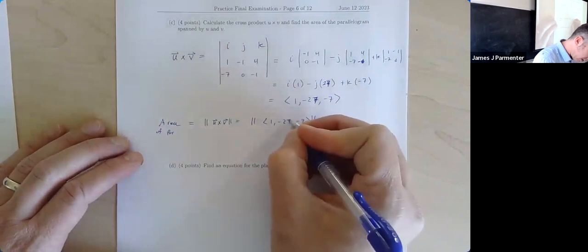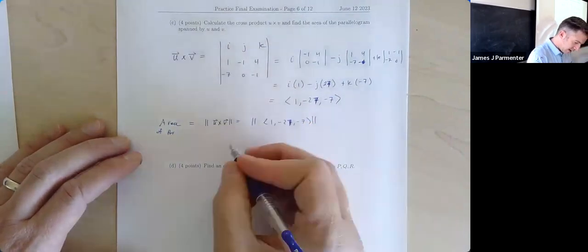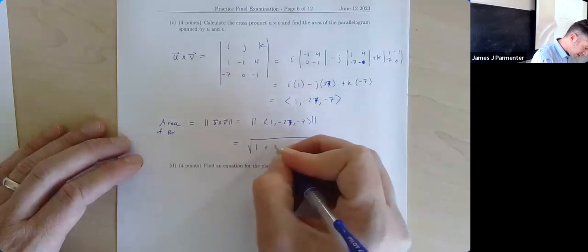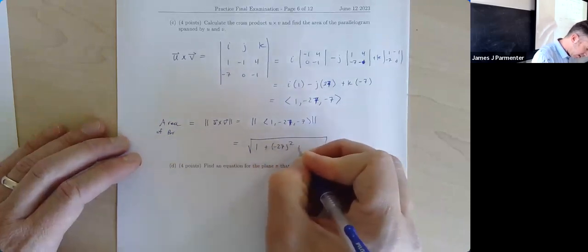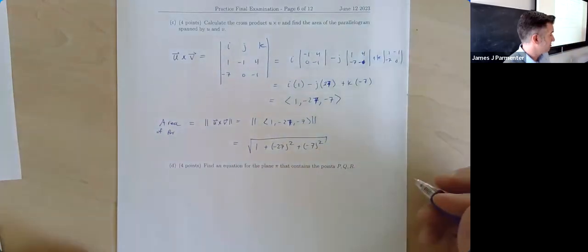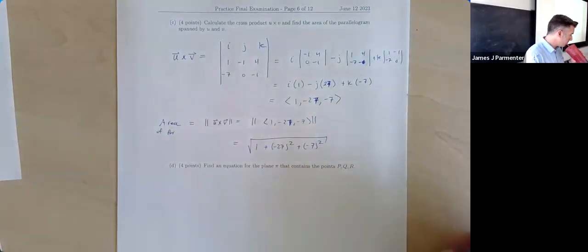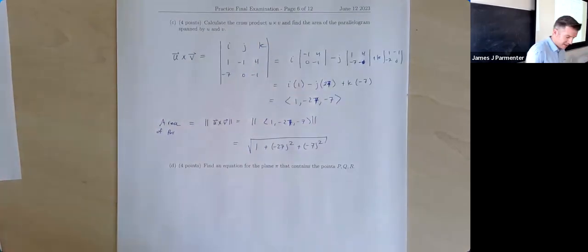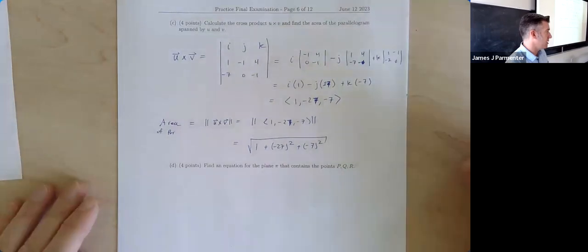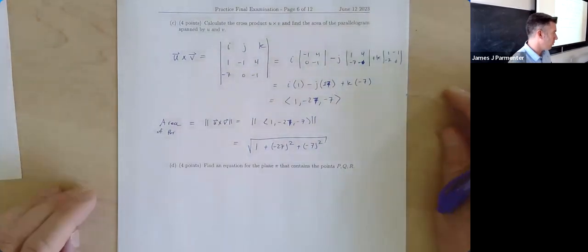So -27. And then if we're finding the magnitude of this, I would just say it's going to be the square root of 1 plus -27 squared plus -7 squared. And I think you should leave it like that. I wouldn't simplify my answers unless I'm specifically asked to, or I have loads of time at the end of the test and I really feel like it's worthwhile to do.